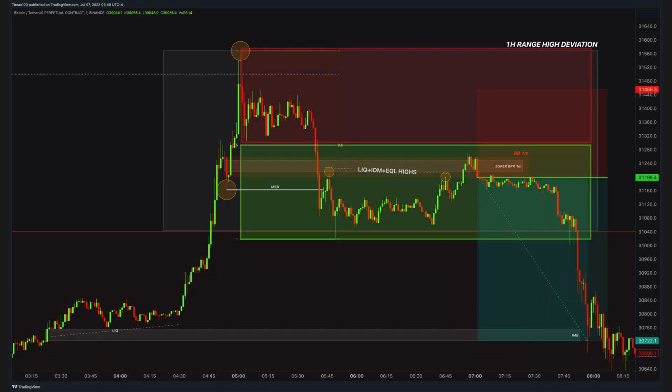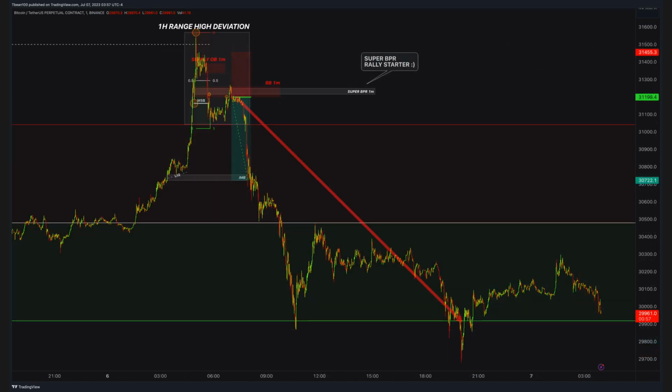Anyway, if you put your premium and discount, you'll notice that this was a short from the discount, and this order block in the premium was quite dangerous. You must caution yourself against the pullback. But this super BPR was very significant to enter a trade here. These are the decisions you have to make on the go.